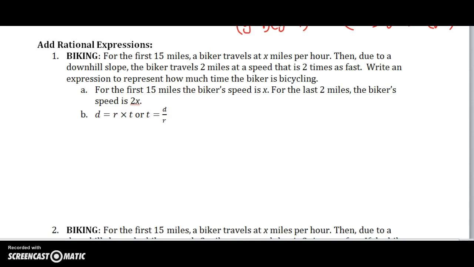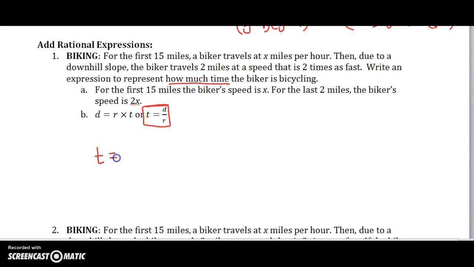Alright, we're going to be using the good old distance formula. Distance equals rate times time. And we're writing an expression for how much time. So to solve for time, you have to divide both sides by r. So that's where they get time equals distance divided by r. And r here stands for rate, not radius. And we're not going the same rate.